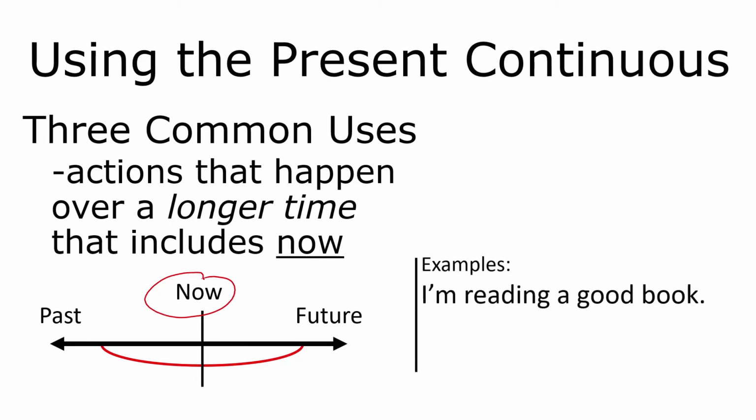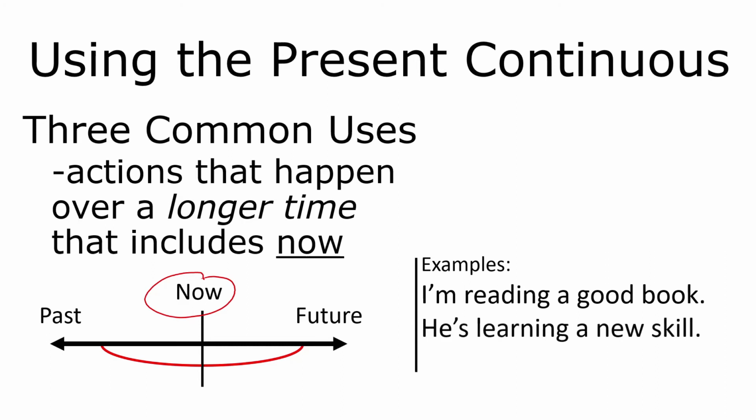Let's look at some examples. I'm reading a good book. Well, I'm not reading it right now. I started last week. I read a little bit every night. I'll probably continue till about the middle of next week, and then the book will be over. I'll be finished the book. But I can say I'm reading a good book. I might say I'm reading a good book this week.